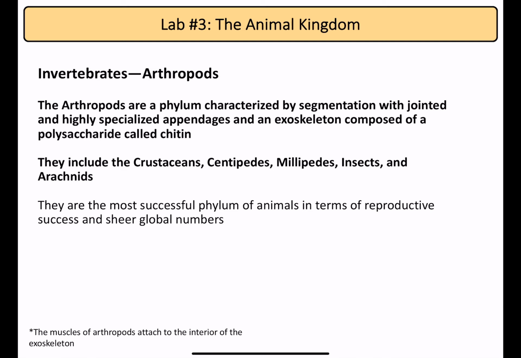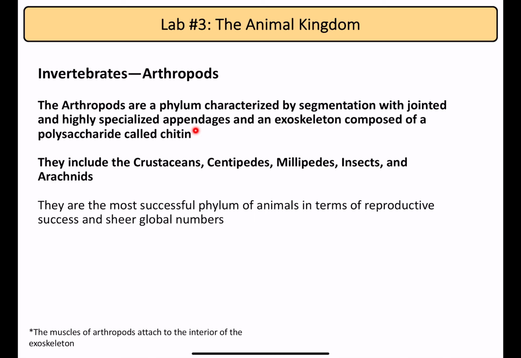Next, we have the arthropods, the most successful group of animals in terms of their sheer numbers on the planet. Some characteristics that tie together the members of this group is that they have segmentation, like the earthworm, but each segment is specialized for a particular function. Not only that, it has jointed appendages coming off of each segment. And all arthropods have something called an exoskeleton that surrounds their body. And it's made up of a sugar, a polysaccharide called chitin.